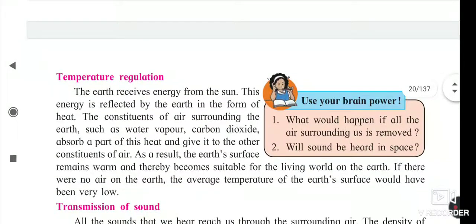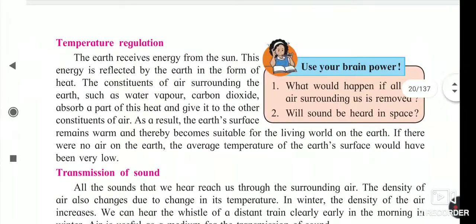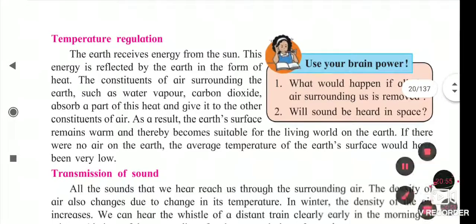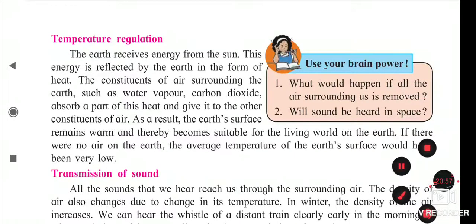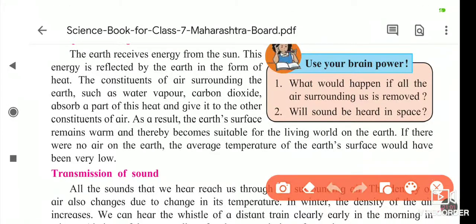Okay, now the next part is temperature regulation. So what is temperature regulation? The earth receives energy from the sun. As you know, where are we getting the energy? From the sun. This energy is reflected by the earth in the form of heat.